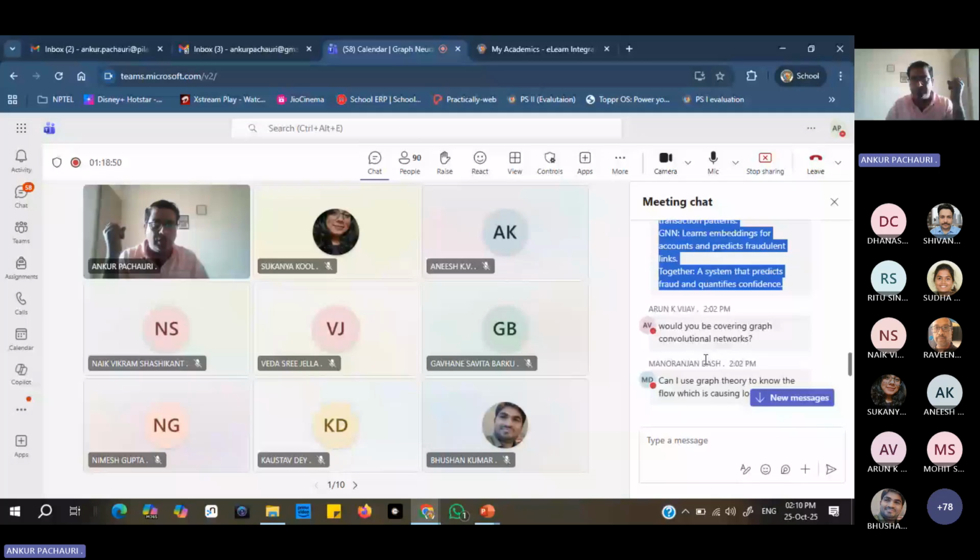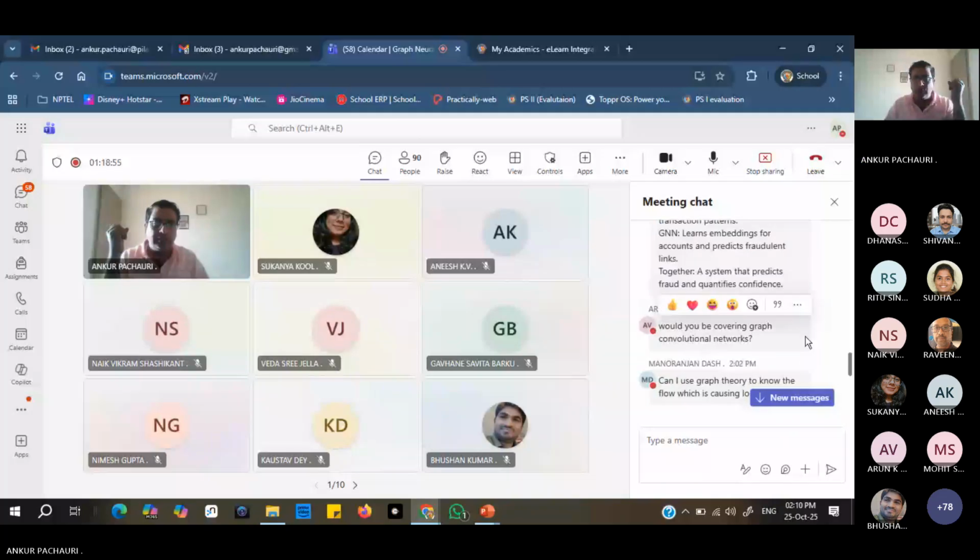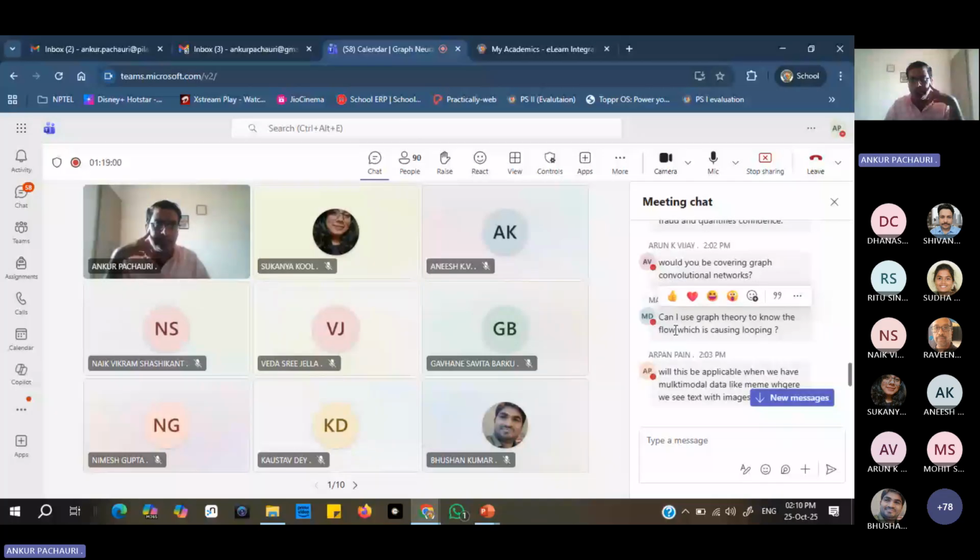Would you be covering the graph convolution network? Yes. Yes, Arun. Manoranjan Das, can I use graph theory to know the flow which is causing looping? Graph theory will be used, but not only for the loop. We'll be using it for a lot more activities.